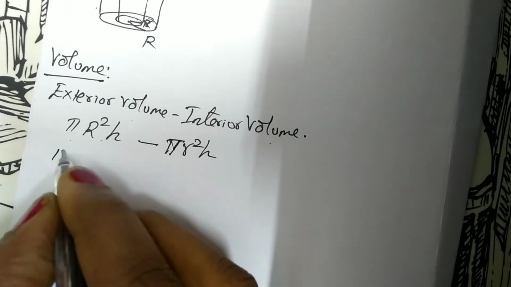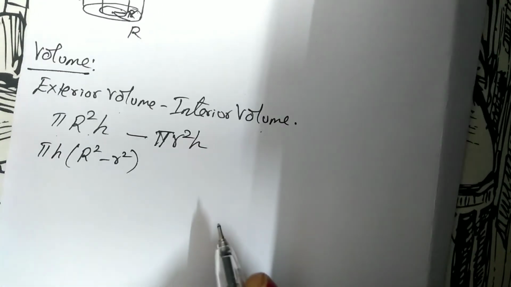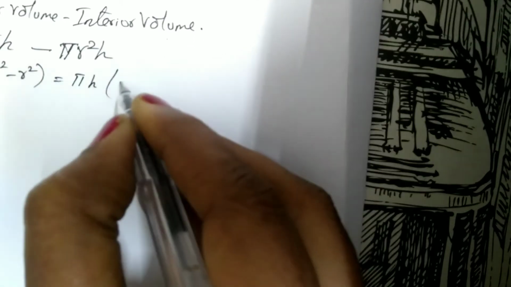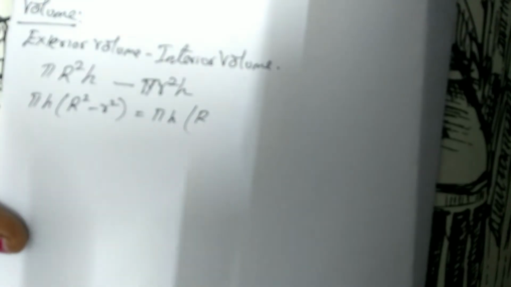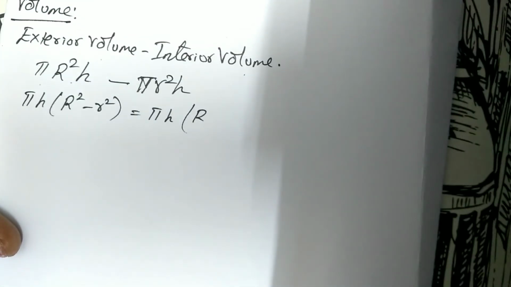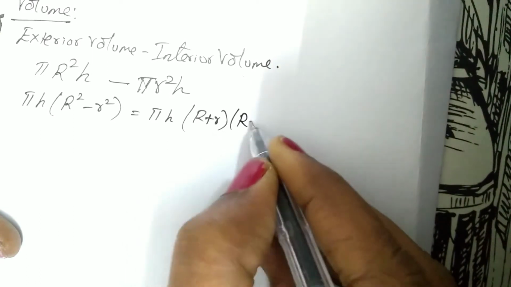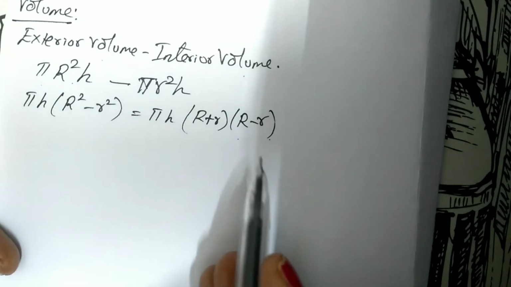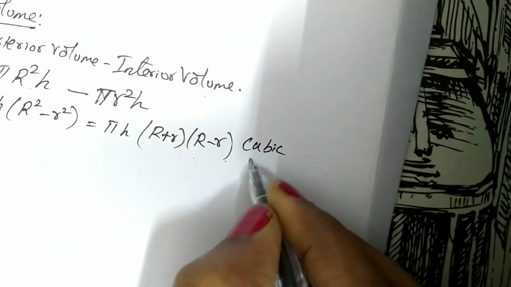We can see here pi h is common, capital R squared minus r squared, which we can write as pi h. R squared minus r squared looks like a squared minus b squared for you. So it will be like a plus b into a minus b. So we can write it as R plus r into R minus r. Pi h into R plus r into R minus r. And always volume we write as cubic units.